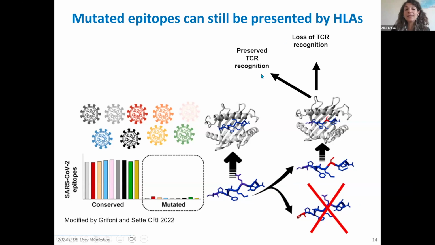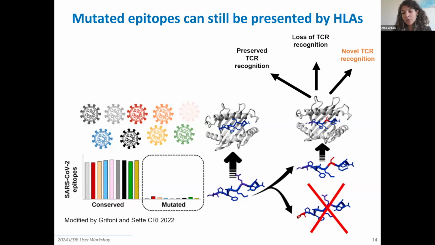The first one is that TCR recognition is preserved. So essentially, your T cells are still able to recognize the peptide even if it has the mutation. Another possibility is loss of TCR recognition. So even if the peptide is still bound to the HLA molecules, T cells might not be able to recognize it any longer. There is a third feature that we and others have recently shown, which is the fact that T cells are able to induce de novo recognition.